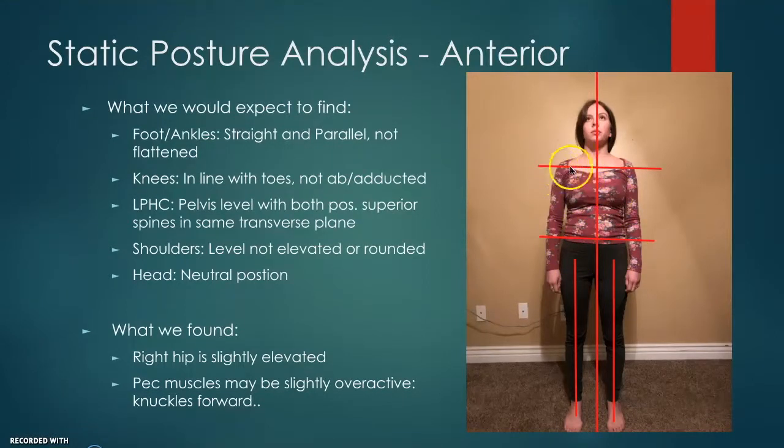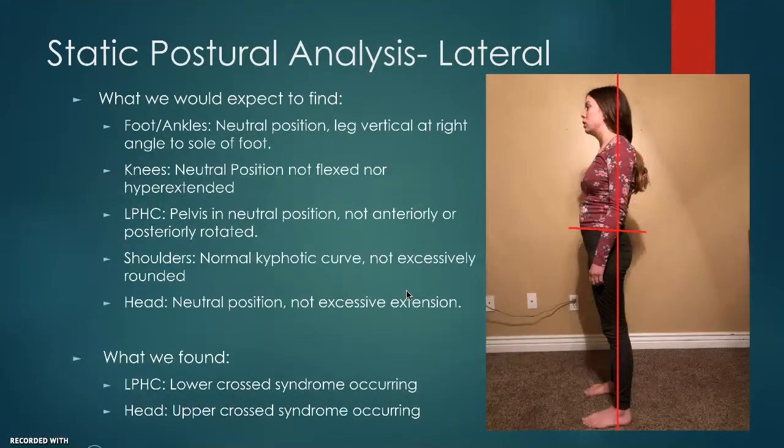And moving on to the shoulders, we want both shoulders to be level and not rounded, and we want the head to be in neutral position. And what we found is that the right hip, once again, is slightly elevated, and because the knuckles are rotated and facing forward, this could be a sign that the pec muscles up here are slightly overactive.